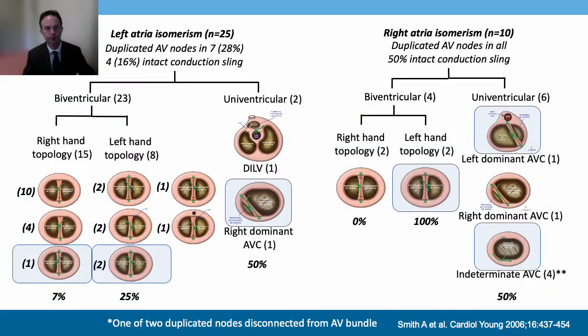Perhaps the most comprehensive study to date is this one by Bob Anderson's group out of the UK. They had 35 patients in total, 25 with left atrial isomerism, 10 with right atrial isomerism.